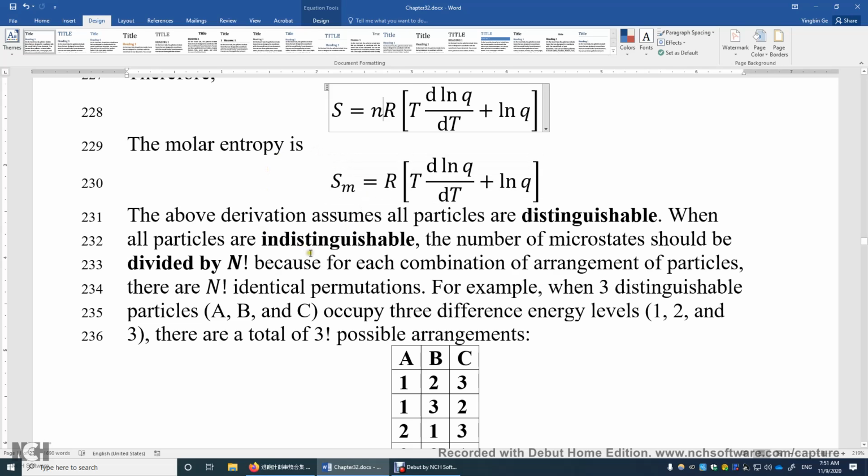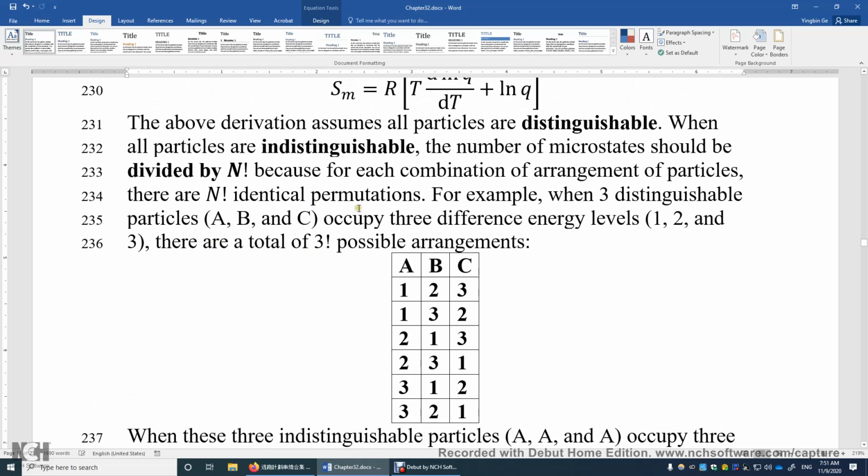I'm going to give you a numerical example. Let's say I have only 3 particles, A, B, and C. I'm labeling them A, B, and C, and make sure that we can tell which is which. And then let's say A, B, C occupy 3 different energy levels, level 1, level 2, and level 3. And then we have 3 factorial possible arrangements shown in this table. A, B, and C can be in level 1, level 2, or level 3, and then we have 3 factorial arrangements.